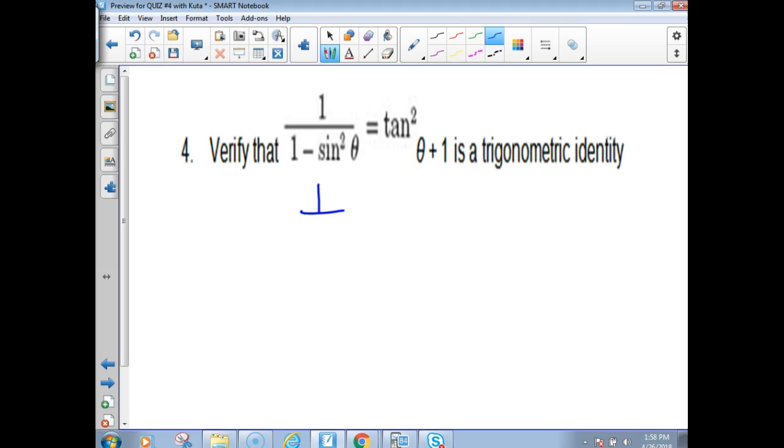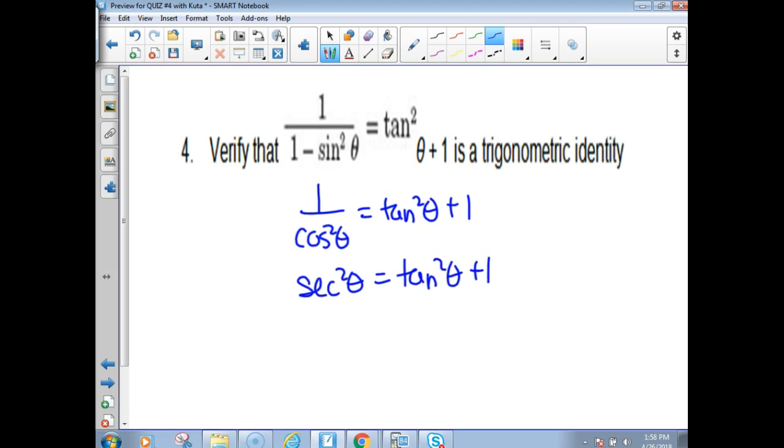Okay, so I'm going to trade 1 minus the sine squared for a cosine squared theta. And I've got tangent squared theta plus 1. This is secant squared. Tangent squared theta plus 1. You cannot change the right side. So if you write secant squared equals secant squared, you will have half your points off. Okay, you have to change the left side.